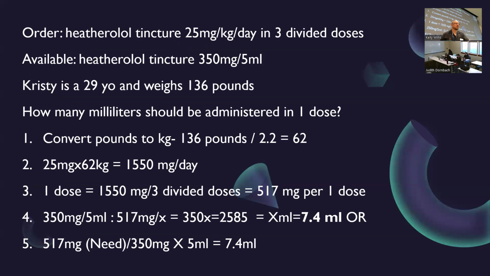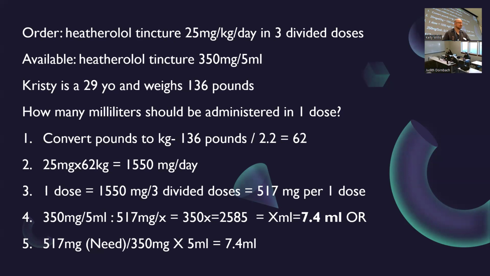So we have available 350 milligrams in 5 mLs. Christy is a 29-year-old and weighs 136. How many milliliters should we administer in 1 dose? So again, we're going to convert pounds to kilograms. We're going to take that 25 milligrams on the top, multiply by 62 to get 1550 milligrams per day. And we'll have 3 divided doses.